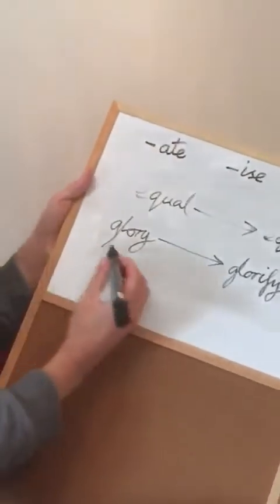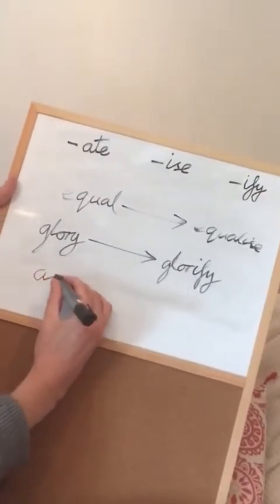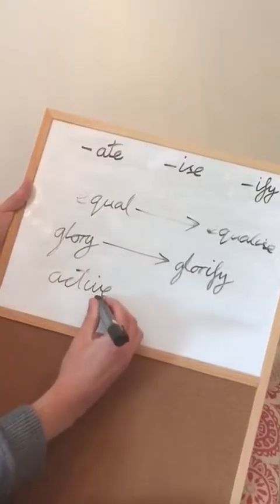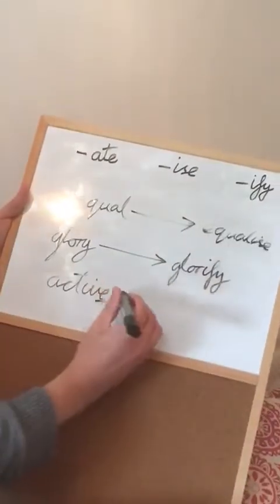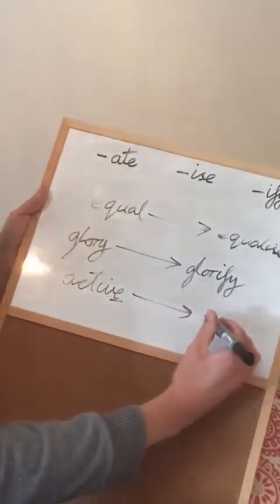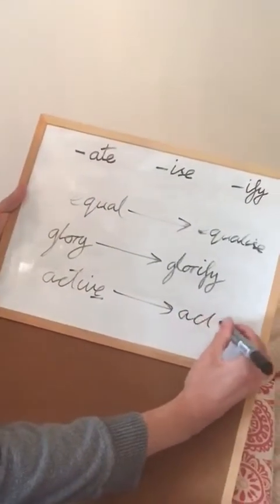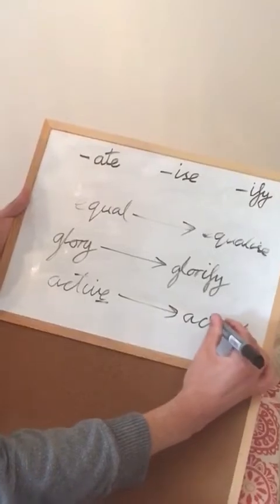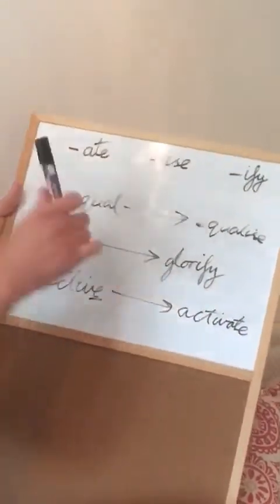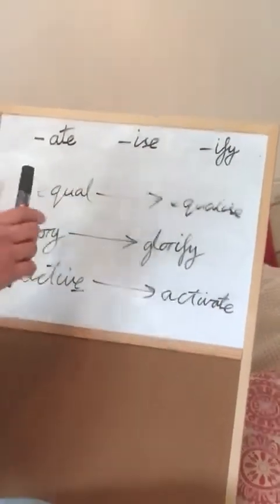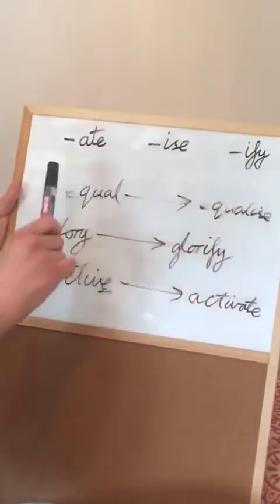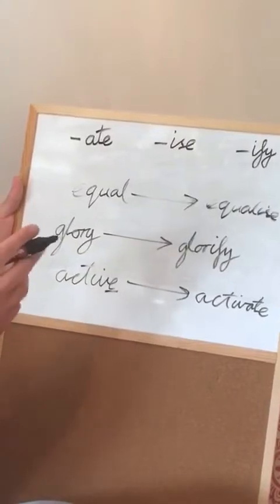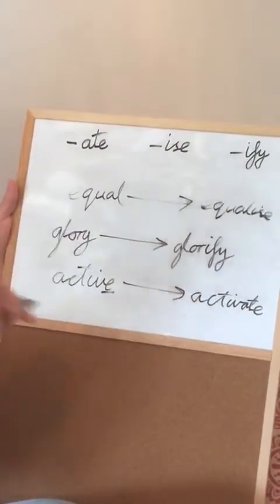If I have a word that ends in E, I need to remove that before adding the suffix. So the word active, for example, ends in an E. I need to get rid of that E and turn the word into activate. So these are some examples of how we can use these suffixes to turn nouns and adjectives into verbs. So that's task B for you.